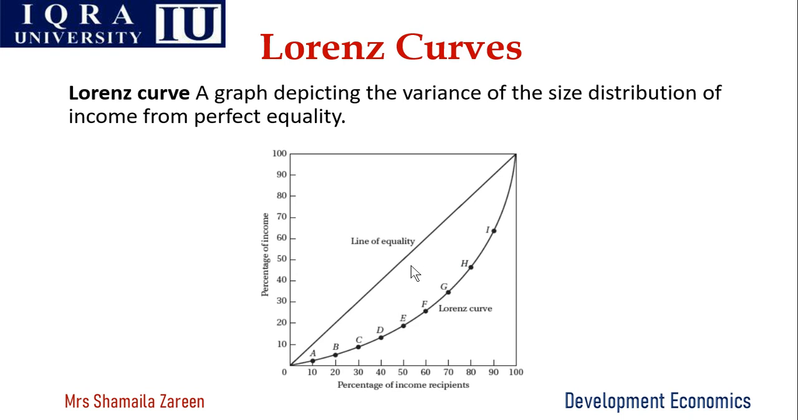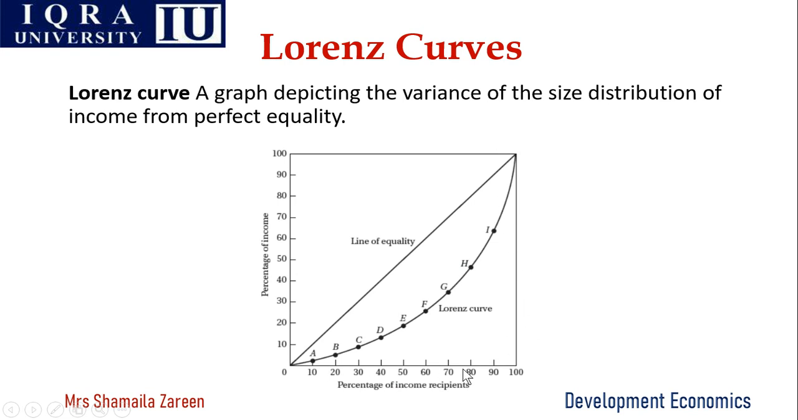So the extreme case of perfect inequality is a situation in which one person receives all of the national income while everybody else receives nothing. It would be shown by the congruence of the Lorenz curve with the bottom horizontal and right-hand vertical axis. It means this Lorenz curve will shift here.